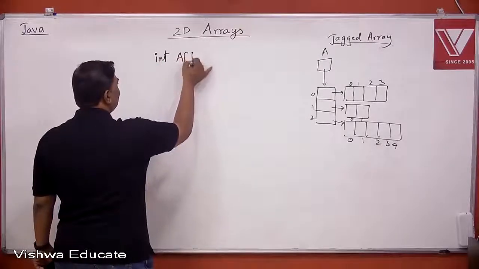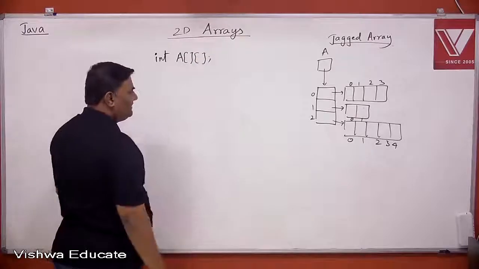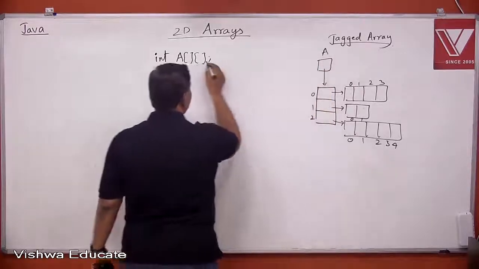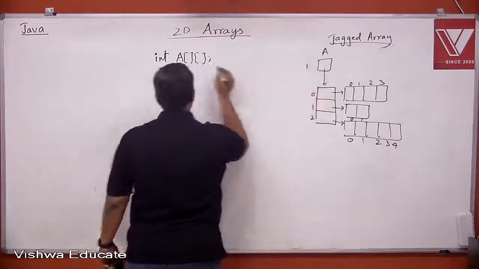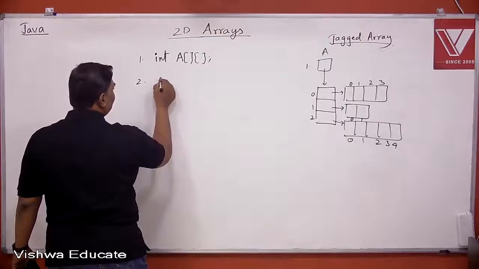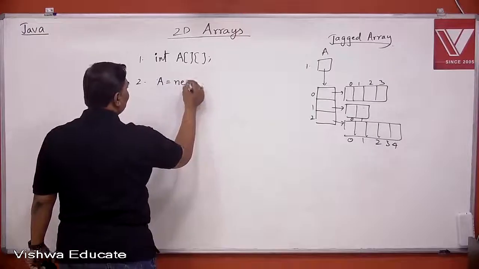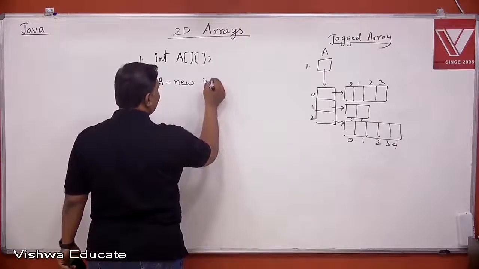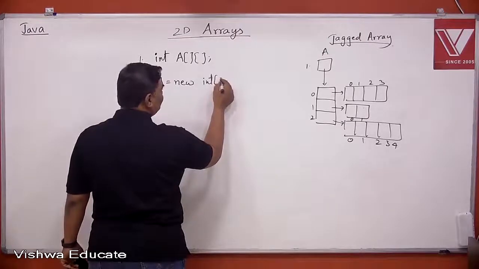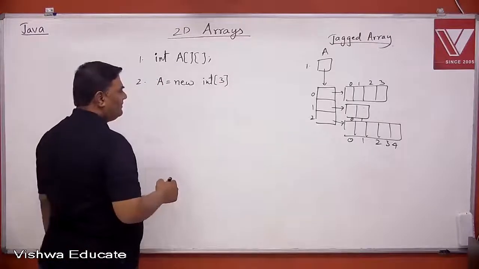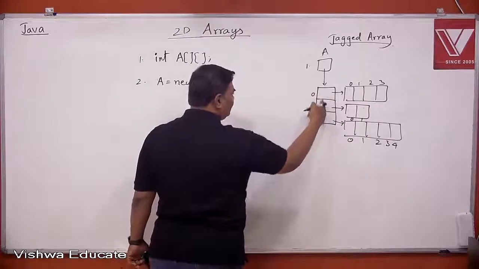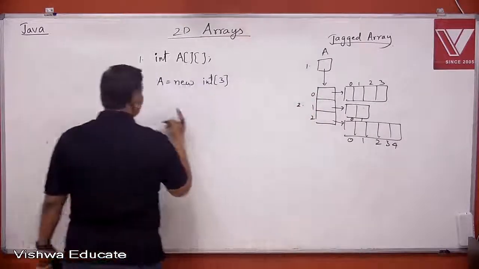Integer. This is a two-dimensional array. So I got just this one, right? This is the first one. Second one. A assign new int of size 3. Right? So I got this array now. This is the second step.